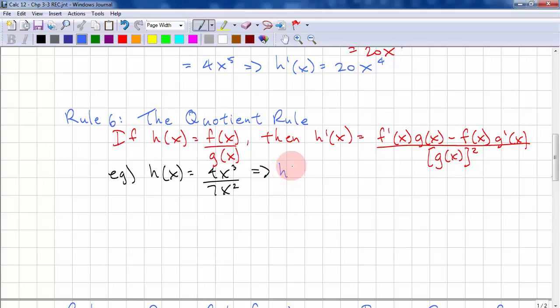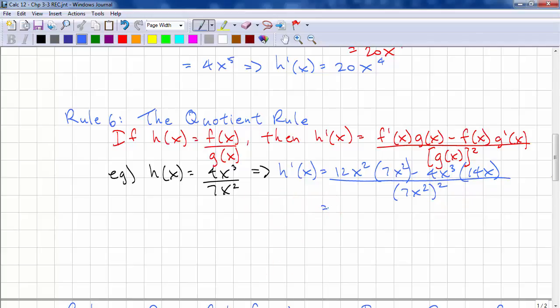So h prime equals f prime. That's 3 times 4, that's 12x squared, times g of x, that's 7x squared, minus f, that's 4x cubed, and the derivative of g is 14x, all over 7x squared, squared.